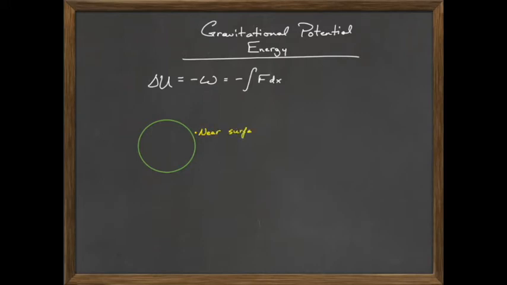So again, if I take this planet, say this is Earth, and we have an object that's near the surface, we know the potential energy was given to us by mass times gravity times the vertical displacement. However high you were off the ground determined how much gravitational potential energy you had. But now we want to put an object that's much further away from the surface.